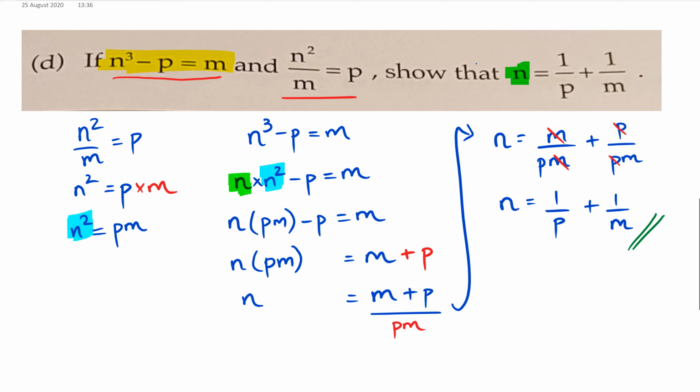So the key thing is, whenever you start with these questions and you've got things like n cubed and n squared and you're trying to get n, you've got to figure out how to get this n squared into here somewhere so that you will end up with just n.